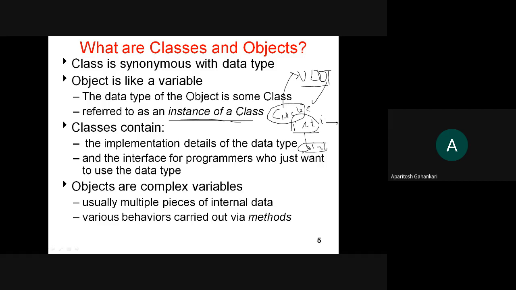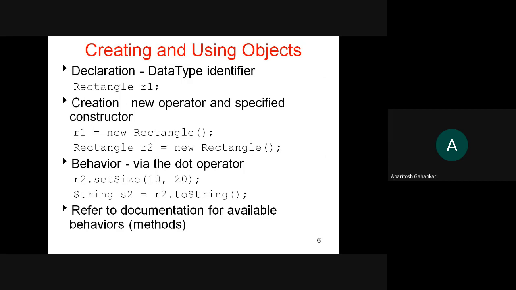Then objects are complex variables, so usually multiple pieces of internal data, and various behaviors are carried out via the methods. Okay, now how to create the object? This also we have seen yesterday only, that it is a two-step activity. Okay, so just declare the variable type, say Rectangle r1, and then use the new operator to assign the particular memory.